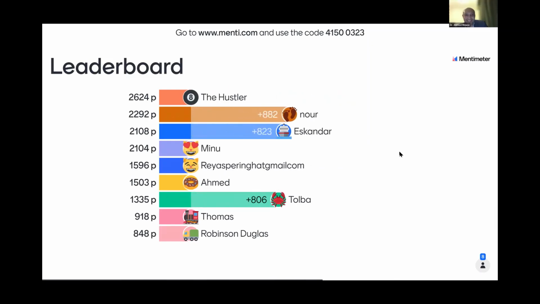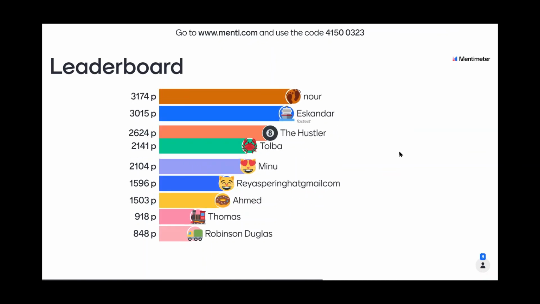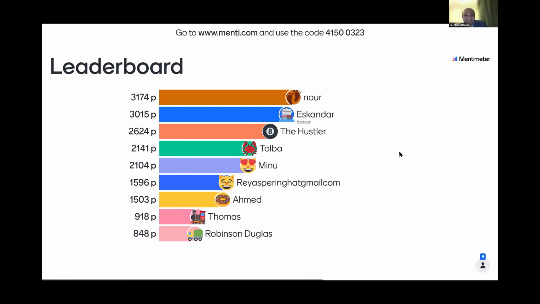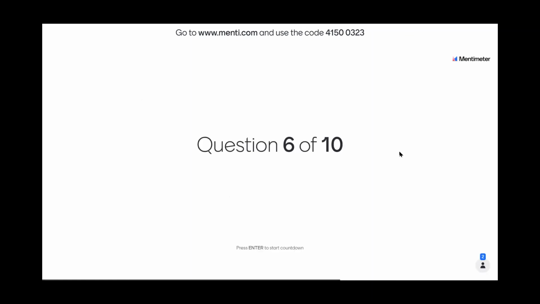Hustler is going down. Noor is going up, we see now. Iskandar and Noor are moving. Okay, Noor at the top. Competition, guys. Okay, Noor is now number 1. Very good.